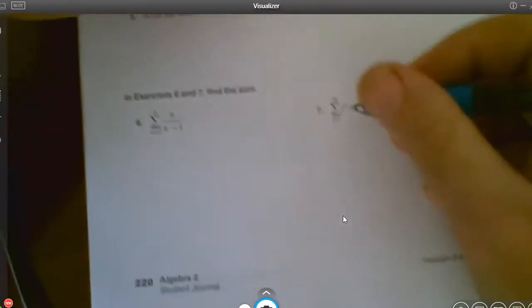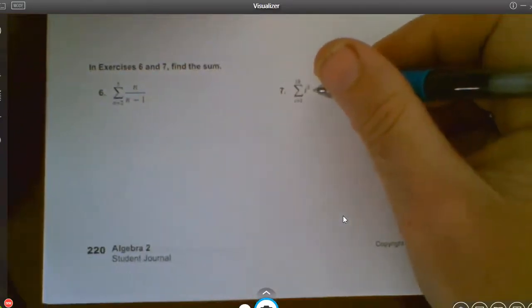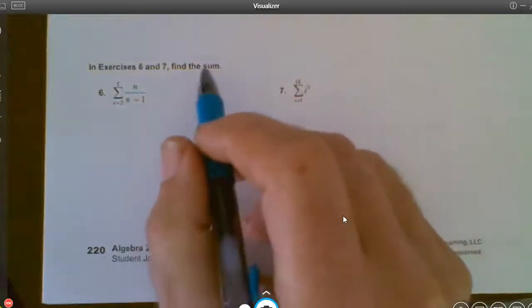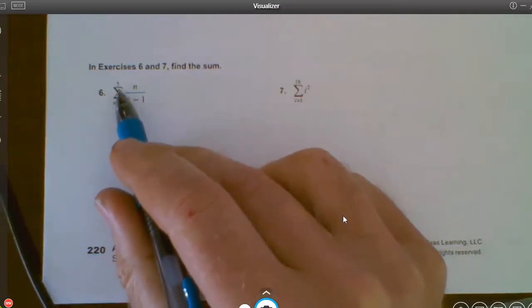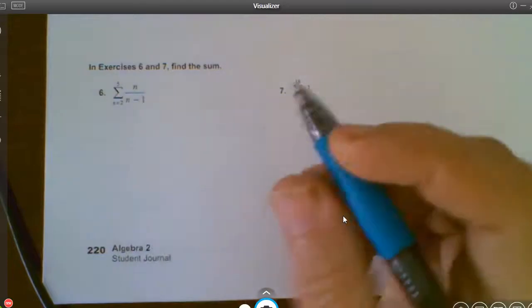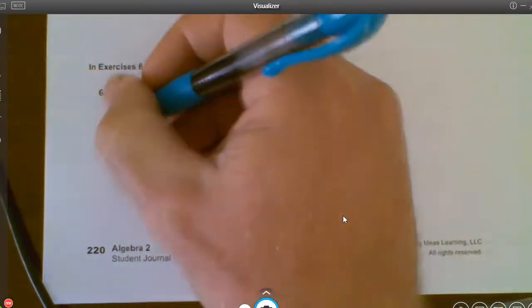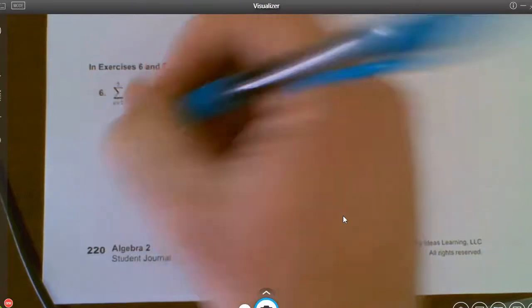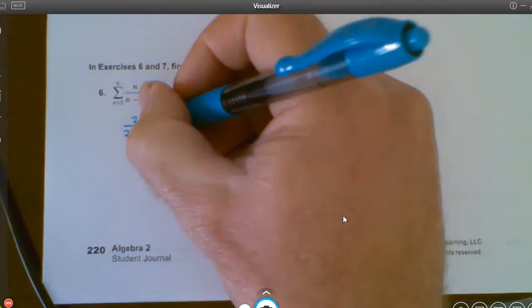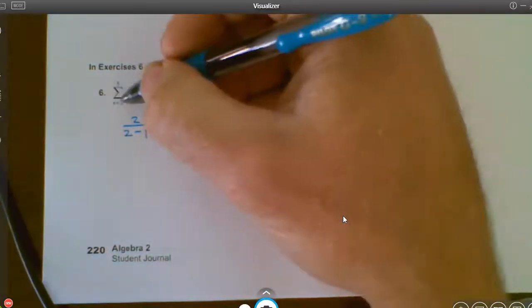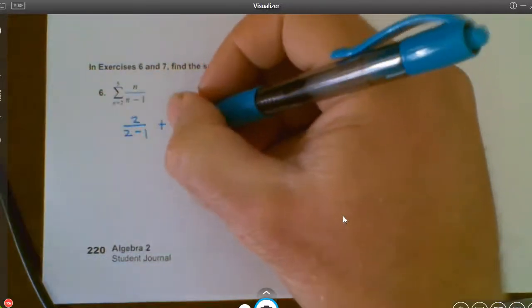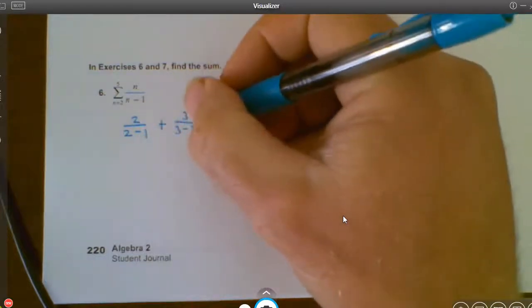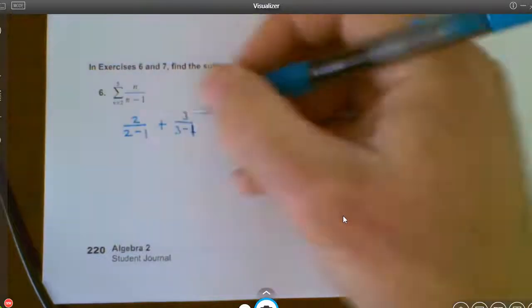Last part. Let me show you number 6. So if I wanted to find the sum, how would you find the sum? This would tell you to start with n equals 2 and go all the way up to 5. So I would have to start by plugging in a 2 for n. So 2 over 2 minus 1, plus, and then I got to plug in a 3 for n, because remember this means I'm going to go terms 2 through 5. So if I plugged in a 3, then I get 3 over 3 minus 1, sorry. I'm looking at that 2 right there.